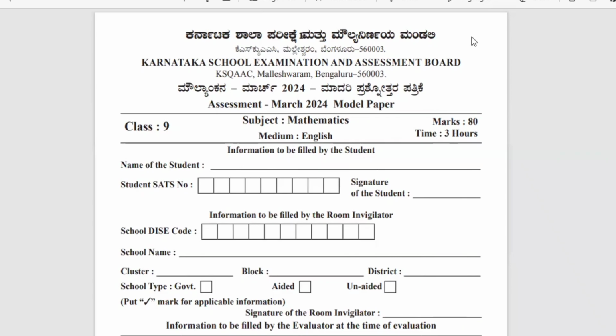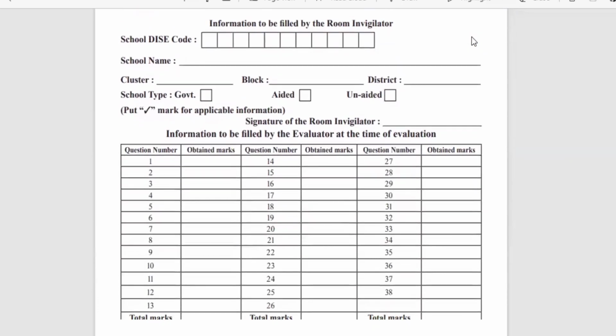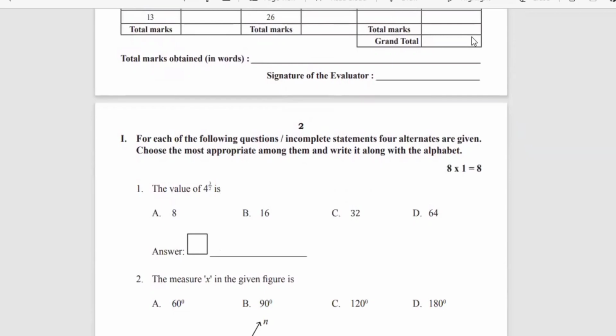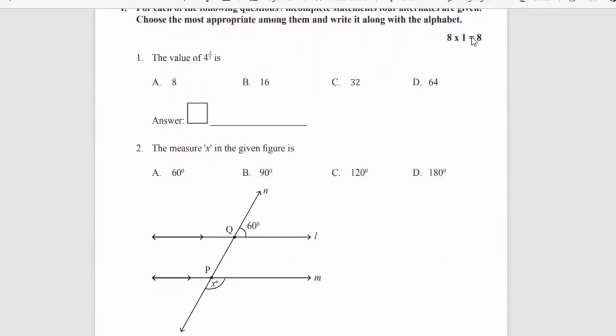So let us go with the first main. In the first main, we will be solving the MCQ type questions, and there are 8 MCQs. So let us begin with that.